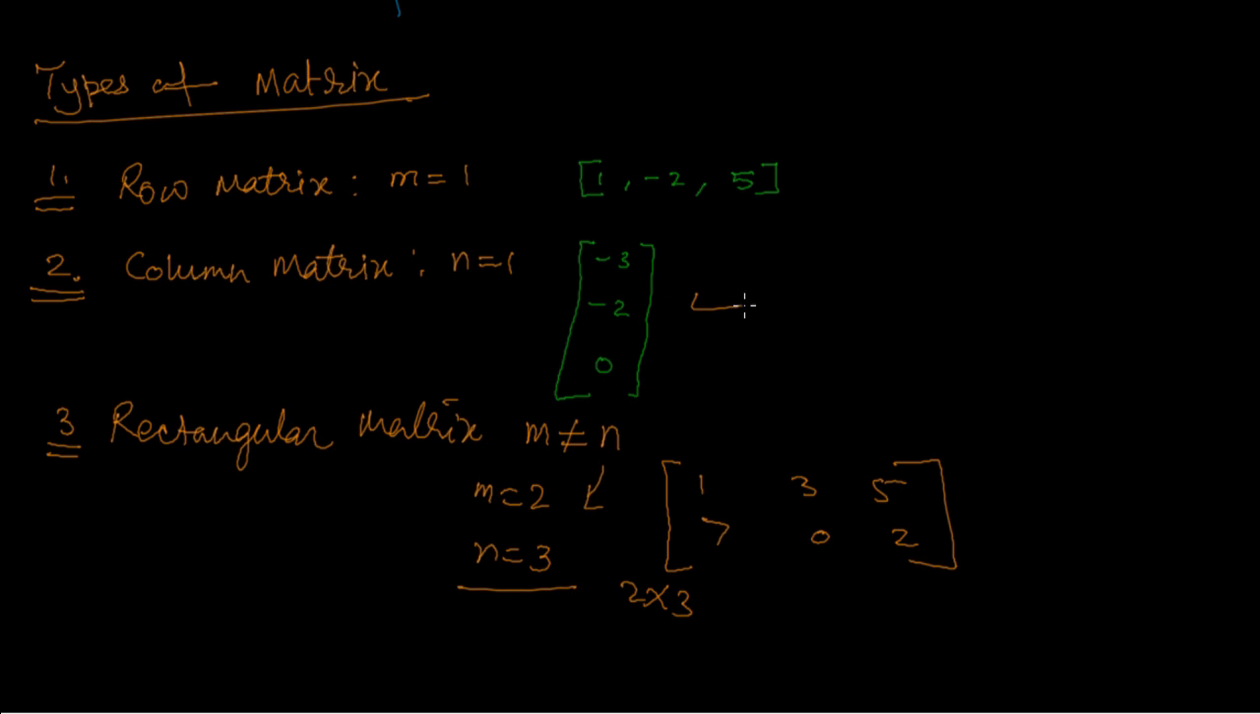This one is also a rectangular matrix, this one is also rectangular. The order of this matrix is 1 by 3, and the order of this matrix is 3 by 1, 3 rows and 1 column. So these are all rectangular matrices.